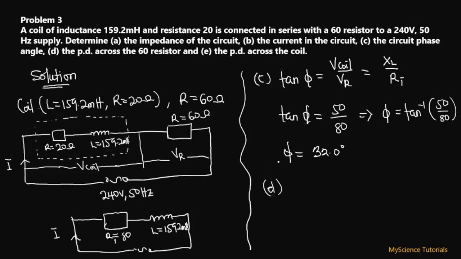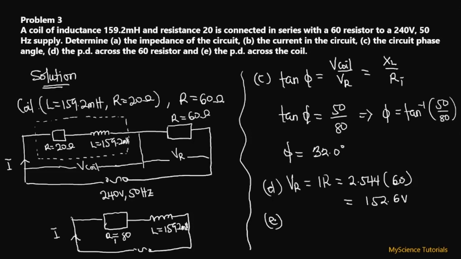All right, so now that we found the phase angle, let's tackle part D of this question. D is asking us to find the potential difference across the 60 ohms resistor. That is very easy. VR is equal to IR, and we already found our current, which I just erased previously, to be 2.544, multiplied by the resistance of the resistor, which is 60. That is going to give me 152.6 volts.